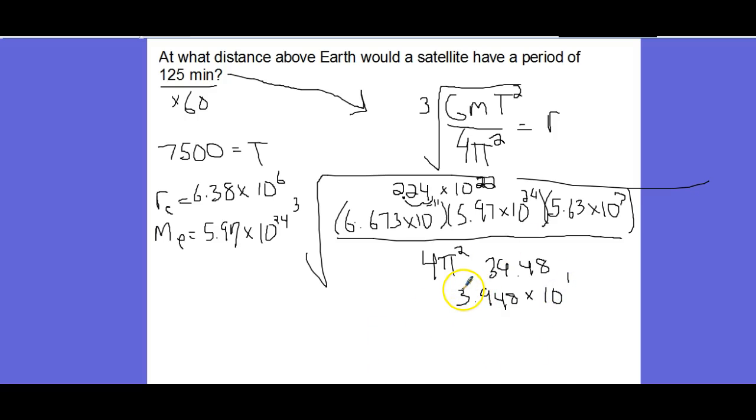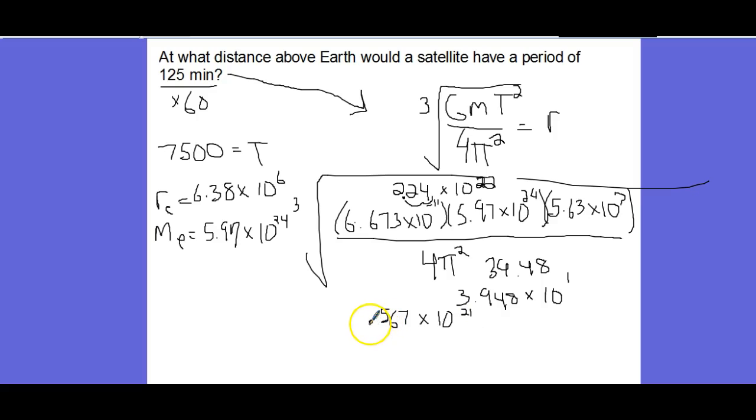And then I'm just going to do my division now. I have 2.24, and I divide it by 3.948. That's going to give me 0.567. Make sure I round this. Yep, 7. And then it's times 10 to the, so I got a 22. I'm going to subtract this one when you're dividing. It's going to be the 21st.